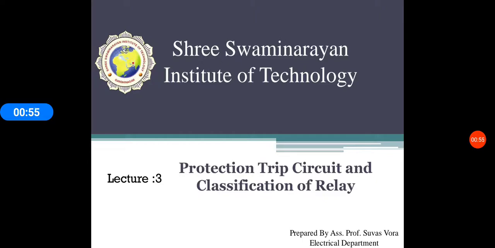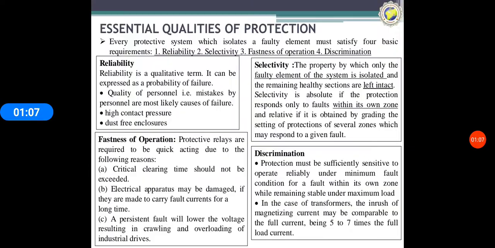But to learn about the trip circuit, the first thing is to see what the desirable qualities of the protection system are. Basically, every protection system which isolates a faulty element must satisfy four basic requirements. The first one is reliability, the next one is selectivity, then the fastness of operation, and the last one is discrimination.